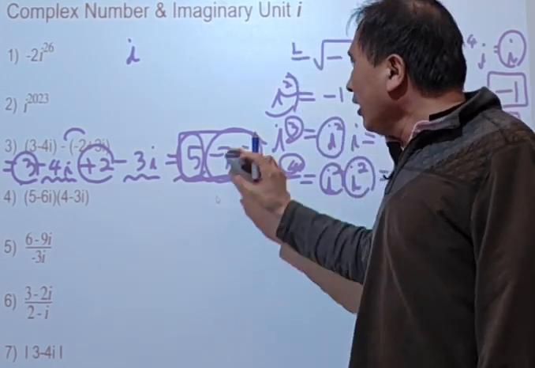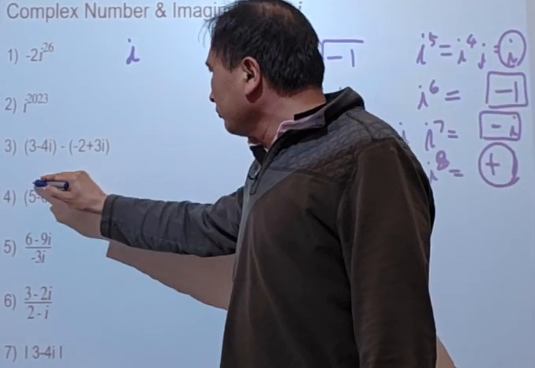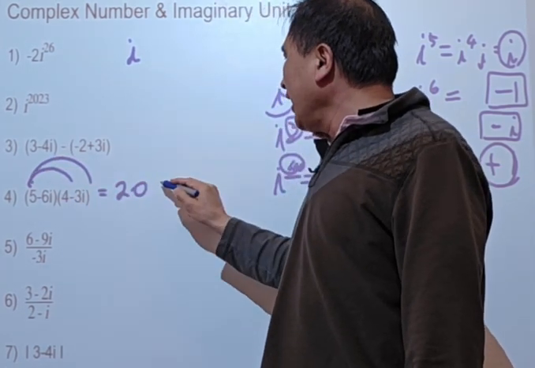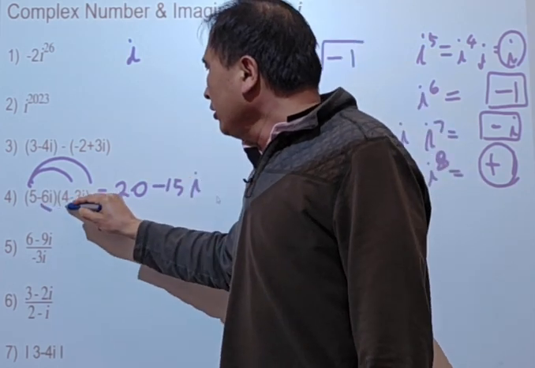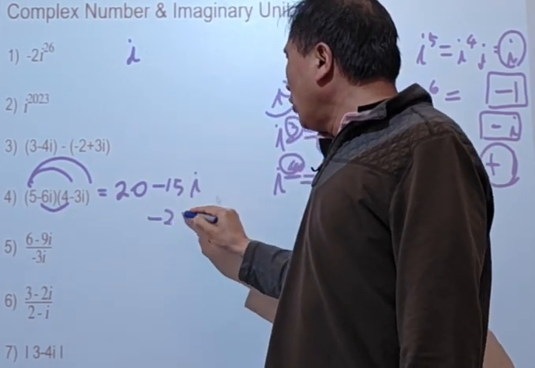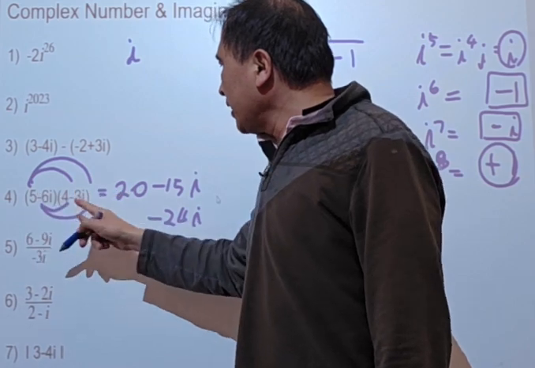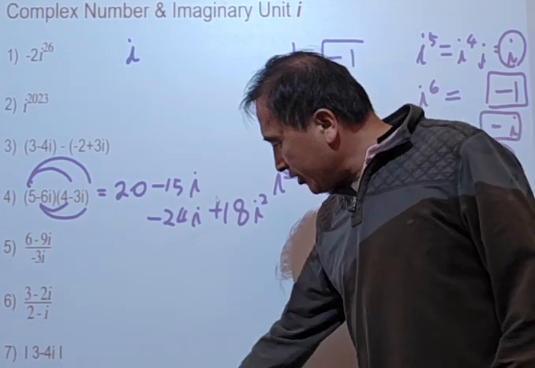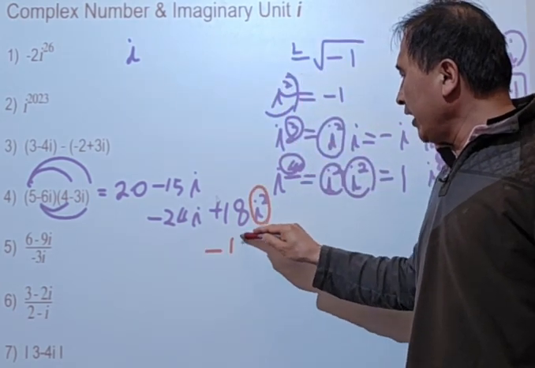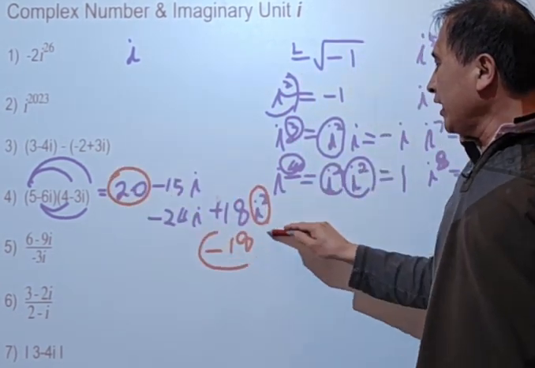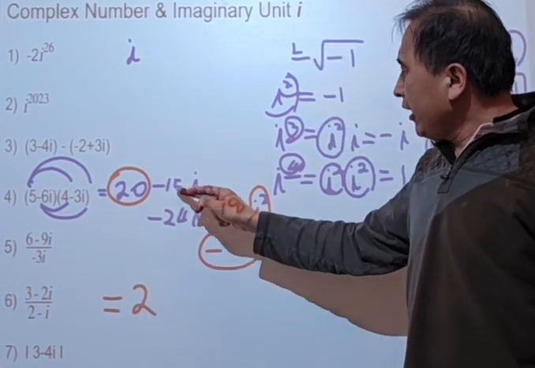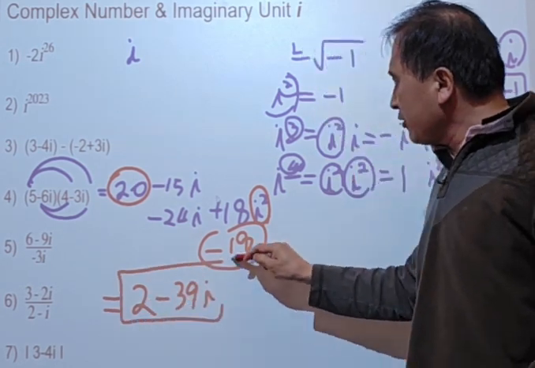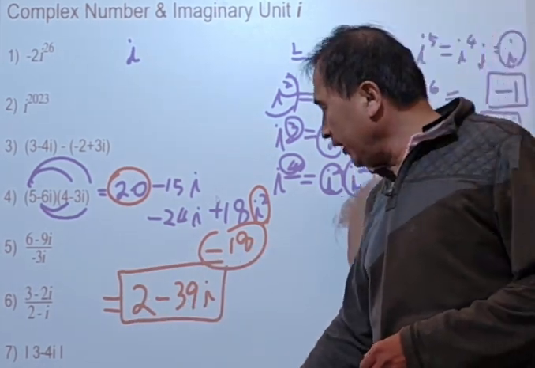Okay? And for a product, you just FOIL it. So 5 times 4, that's 20, and 5 times -3i, -15i, and here 6i times 4 is 24i, and then minus times minus becomes plus 18i squared. The only thing you can do, i squared is what? i squared is -1. So this becomes -18, right? So 20 minus 18 you can calculate, that's 2, and then -39i. So in a plus bi form, you can always change it like that, right?